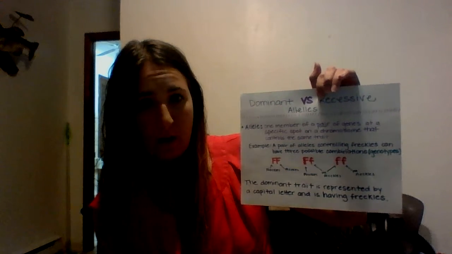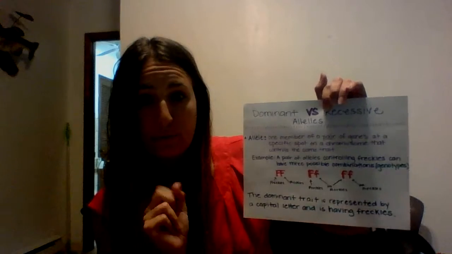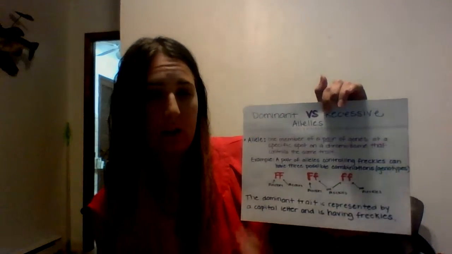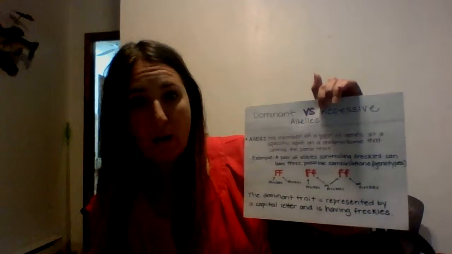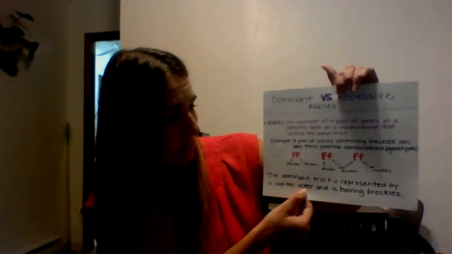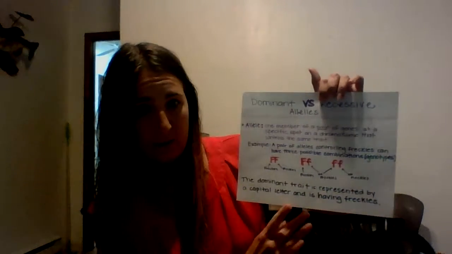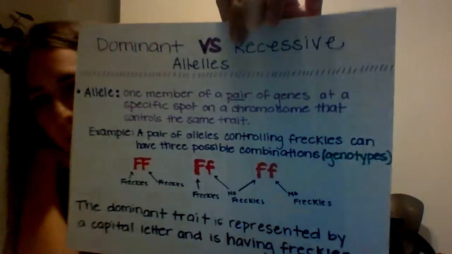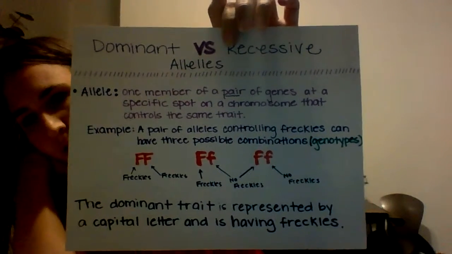Out of those three genotypes, there are only a possibility for two phenotypes, meaning you can either have freckles or you can't. And I'll talk to you guys in 1 second about how that's determined. So a dominant trait is represented by a capital letter, and in this particular circumstance, the dominant trait is having freckles. And so I have it labeled here. I'll do a close-up for you to see this.